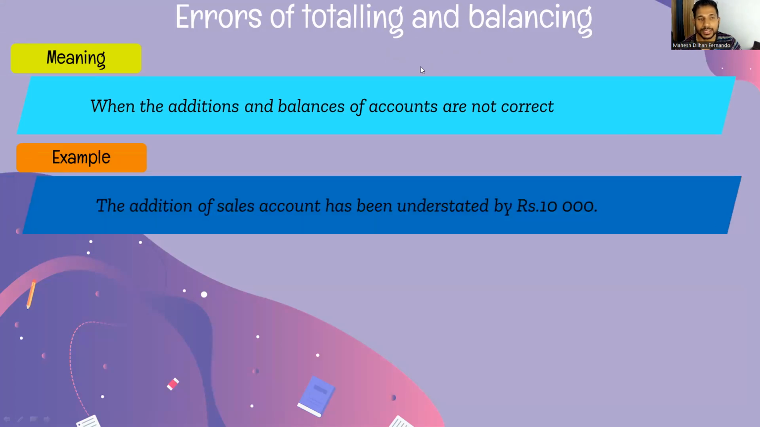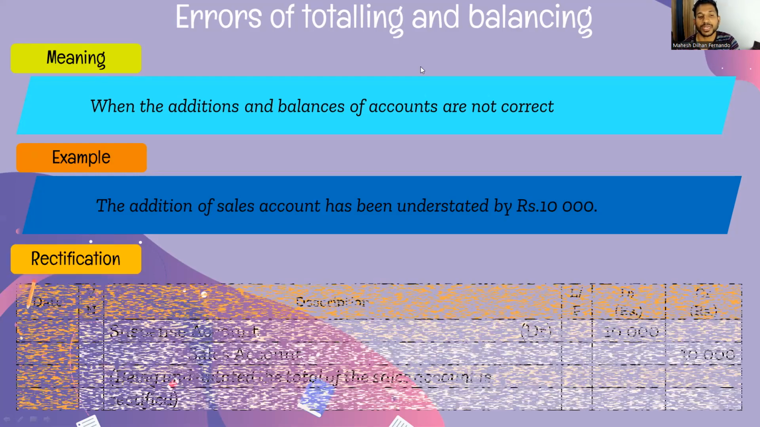It is when the addition of the sales account is understated by 10,000. Write down the example. Now we don't need to do anything for this. Sales in the credit side. Now the credit side addition is understated by 10,000. What we should do? Sales should be credited further by 10,000, and we are debiting the suspense account. When doing the rectification: suspense debit 10,000, sales credit 10,000.